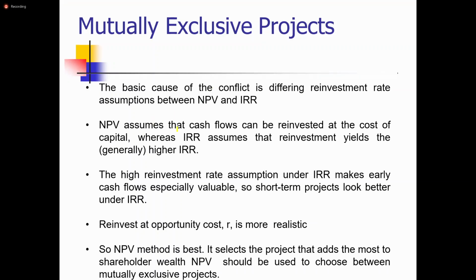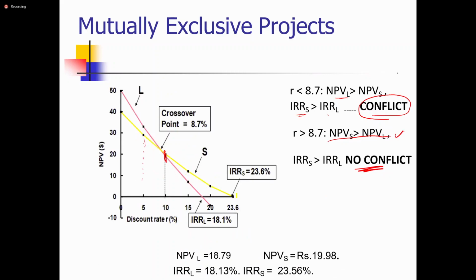NPV assumes that cash flows can be reinvested at the cost of capital, whereas the IRR assumes that reinvestment yields the higher IRR. The higher reinvestment rate assumption under the IRR makes early cash flows especially valuable. So short-term projects look better under the IRR with the higher rates, because the IRR is higher than the cost of capital. So when the cost of capital is at higher rates, there is no conflict between the IRR and NPV. But when the cost of capital is a lower rate but the IRR is a higher rate, there is a conflict because of this reinvestment rate assumption.